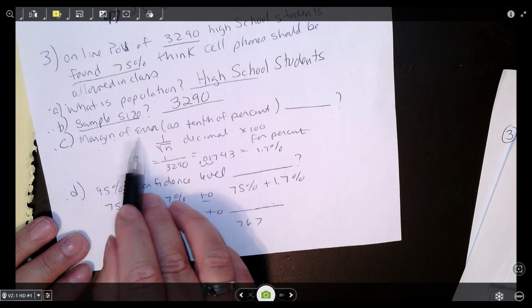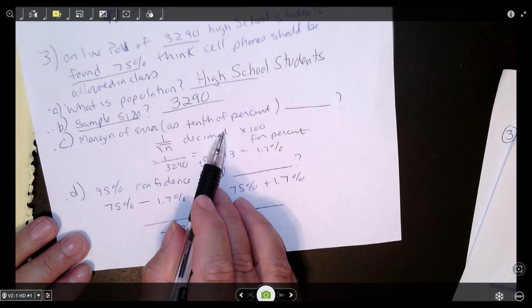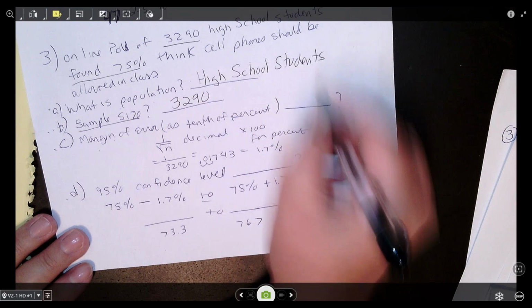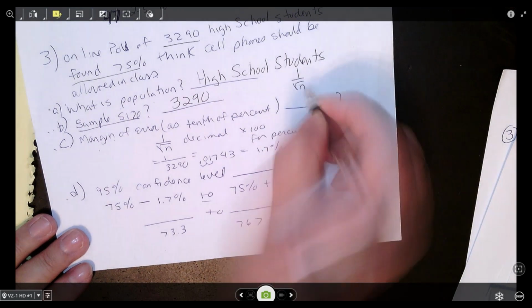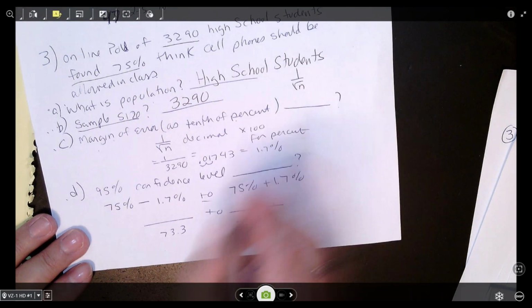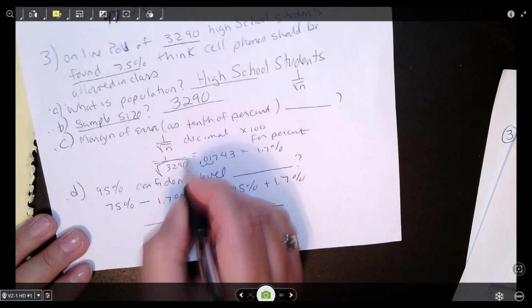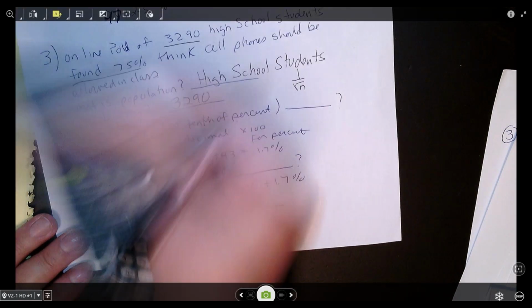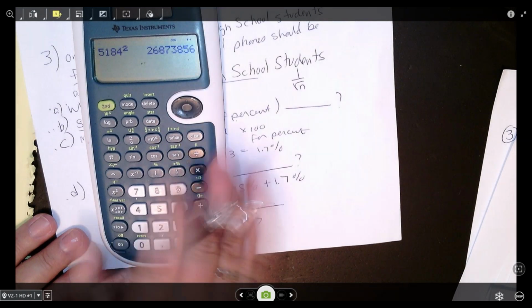So the margin of error as a percent. If they just asked you the margin of error, you just do 1 over the square root of n, but they're asking it as a percent. Okay, so 1 over the square root of 3290. So make sure you know how you do that in your calculator. Make it a fraction.